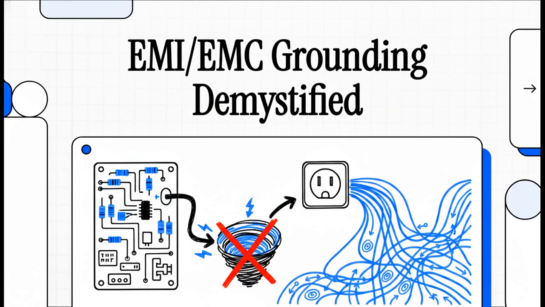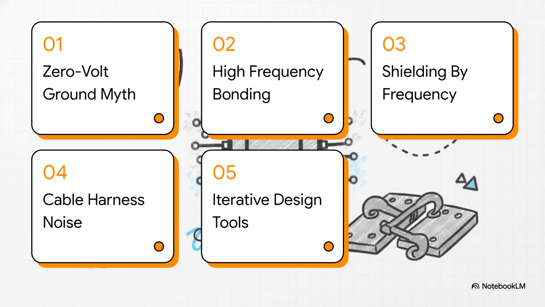We are shifting our mindset away from those theoretical textbook diagrams and diving straight into the physical, messy reality of electromagnetism. Here's our roadmap for today's explainer. We'll cover the zero-volt ground myth, bonding for high frequencies, smart shielding by frequency, defeating cable harness noise, and finally, tools for iterative design. Let's get right to it.